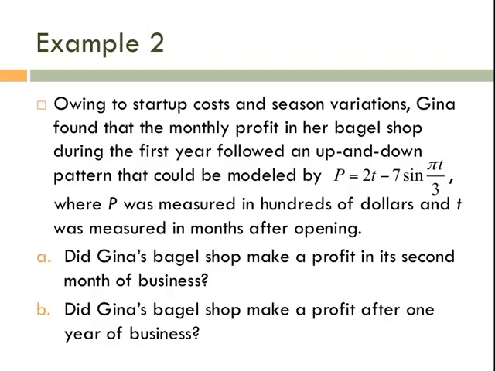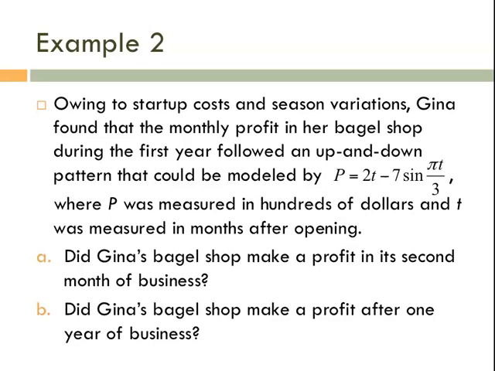Okay, example 2. Owing to startup costs and season variations, Gina found that the monthly profit in her bagel shop during the first year followed an up and down pattern that could be modeled by P equals 2t minus 7 times sine of pi t over 3, where P was measured in hundreds of dollars and T was measured in months after opening. Part A, did Gina's bagel shop make a profit in its second month of business? Part B, did Gina's bagel shop make a profit after 1 year of business?